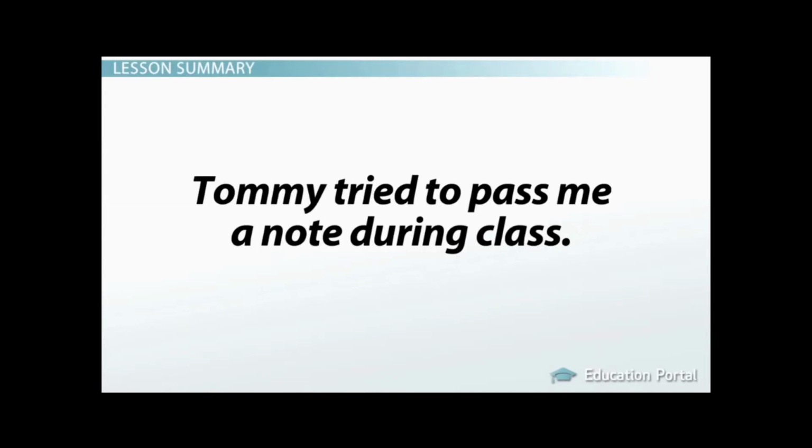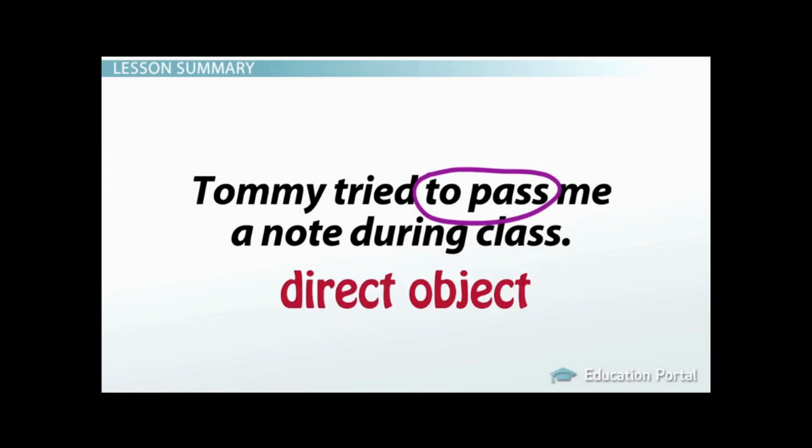Tommy tried to pass me a note during class. You're right. The infinitive used here is to pass, and it functions as a direct object. It is the direct object of the verb tried because it is the recipient of the action, what is being tried.